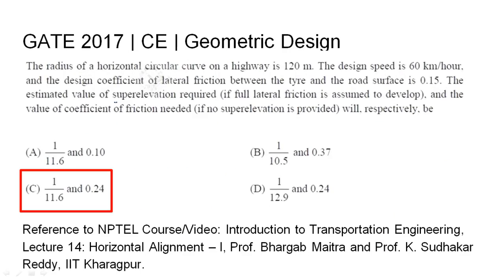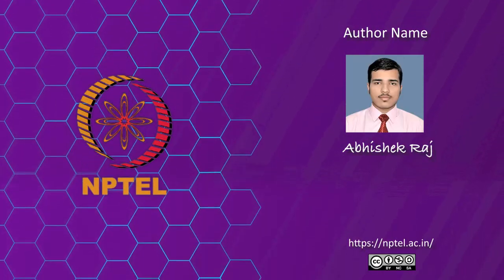So the estimated value of super elevation required when full lateral friction is assumed to develop and the value of coefficient of friction when no super elevation is provided was found out as 1 by 11.6 and 0.24, that is option C. The relevant NPTEL reference has been mentioned.